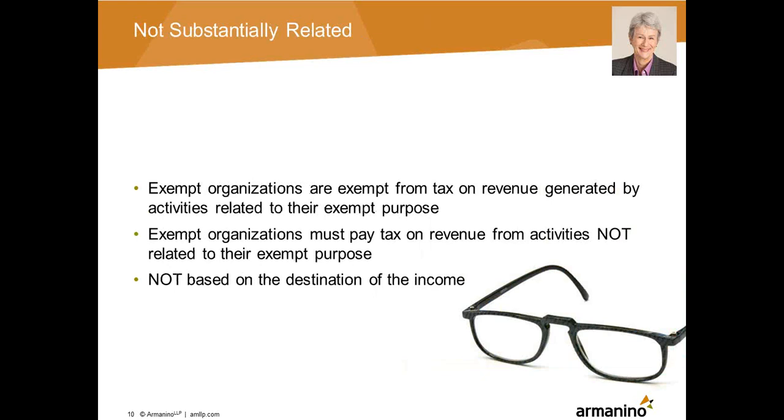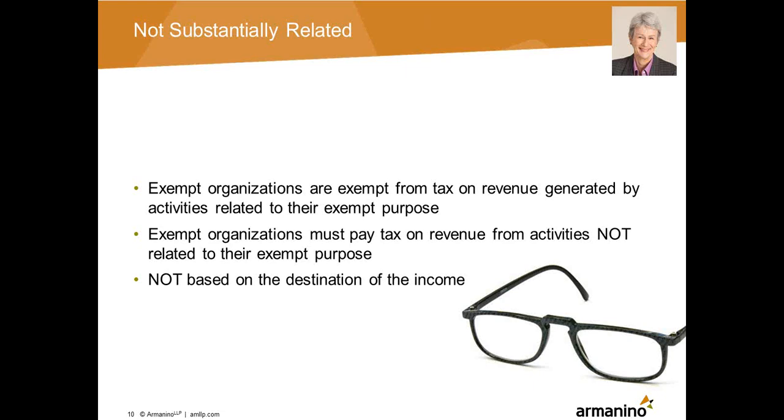So first we'll look at not substantially related. So going back to the beginning, exempt organizations are exempt from tax on revenue they generate by performing their exempt activity. Best examples, hospital. Patient fees paid to a hospital are exempt from taxation because that's the purpose of the hospitals, to cure the sick. Similarly with schools. When schools receive tuition, the tuition revenue is exempt from tax because the school's exempt purpose is to provide an education, and they get paid for doing that.